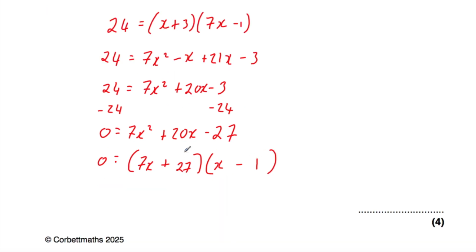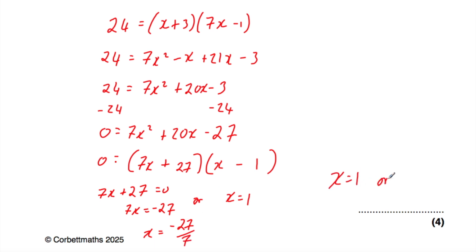So now let's get our solutions, because we've got these two brackets timesing together to be 0. If we want to make this bracket 0, x would be equal to 1, so that'll be one solution. Or in terms of this bracket, I'm going to write 7x plus 27 equals 0 and solve this equation. I'm going to take away 27 from both sides to get 7x equals minus 27. And then I'm going to divide by 7 to get x is equal to minus 27 over 7. And that's it. There are two solutions: x is equal to 1, or x is equal to minus 27 sevenths. So we've solved that equation.